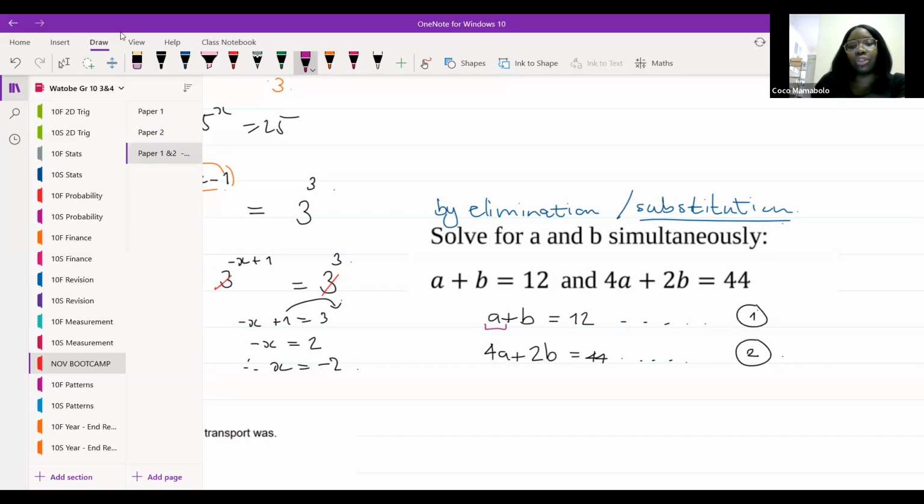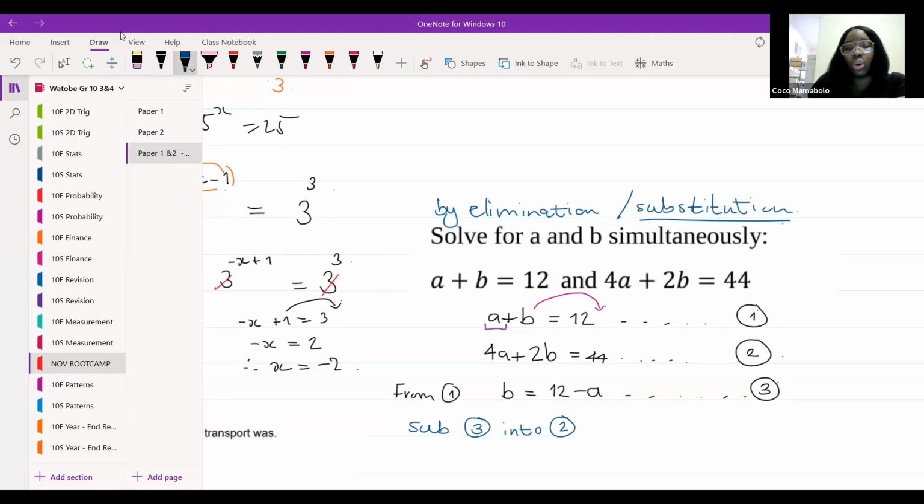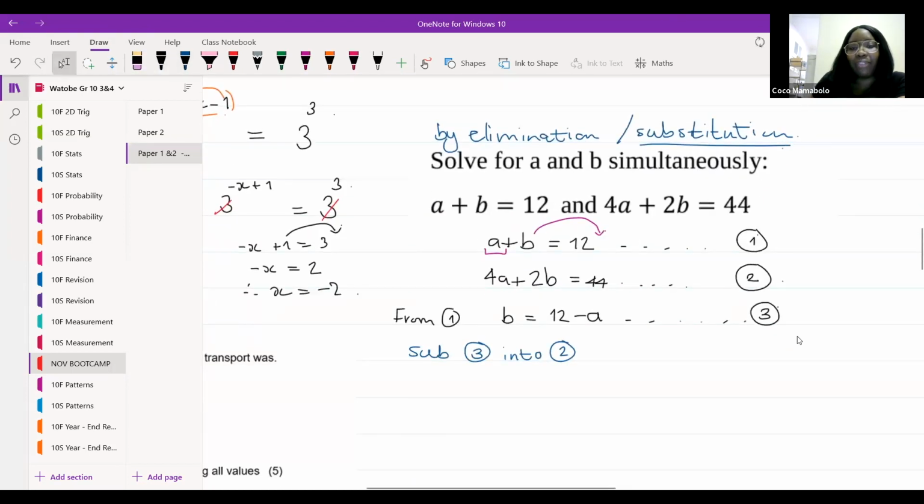So what I'm going to then do is take B, move it over to the other side, and from equation 1, I'm going to get that B is equal to 12 minus A. I'm going to name that equation 3, right? My next step is then to sub equation 3 into equation 2. So in equation 2, wherever I see a B, I'm going to replace it with 12 minus A.